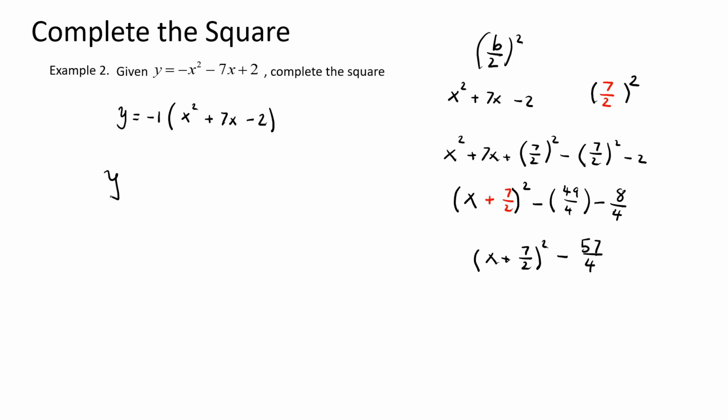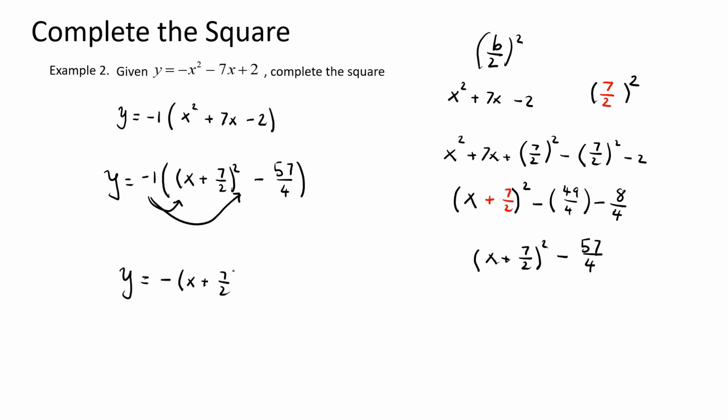So we had y equal to negative 1 times x plus 7 over 2 squared minus 57 over 4. Don't forget we have to distribute the negative 1. So your final answer will be y equal to negative x plus 7 over 2 squared plus 57 over 4.